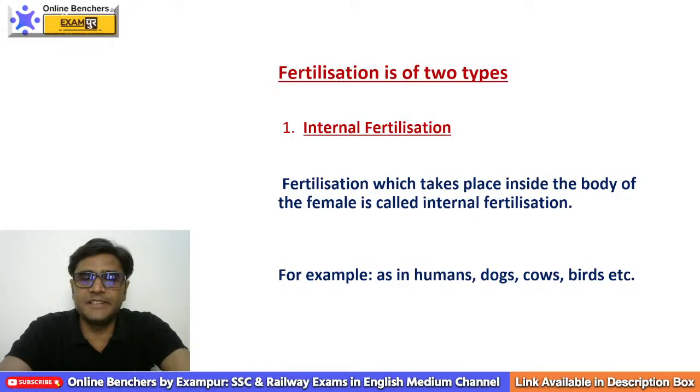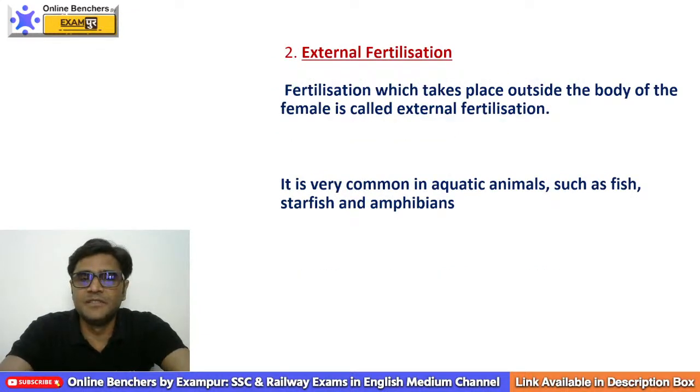The first one is internal fertilization. Then we will discuss external fertilization. What is internal fertilization? The fertilization which takes place inside the body of a female is known as internal fertilization, and it takes place in higher organisms, for example, human beings, dogs, cows, birds, etc.